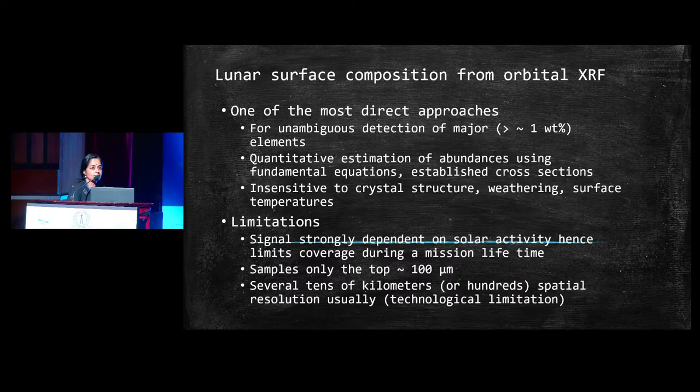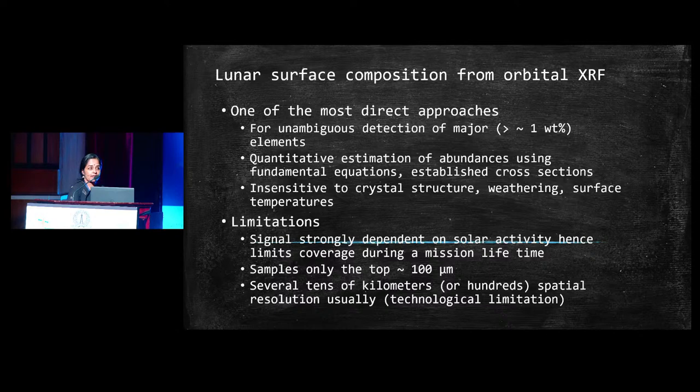A quantitative estimation is possible in the case of X-ray fluorescence spectroscopy, because it's based on fundamental equations and established cross-sections in X-ray spectrometry. These kinds of measurements are also insensitive to the crystal structure. To give an example, if you go to infrared, iron absorption lines can be seen in remote sensing, which result from crystal field transitions of Fe2+. But the band depth and the band centers are sensitive to the mineral that hosts the element.